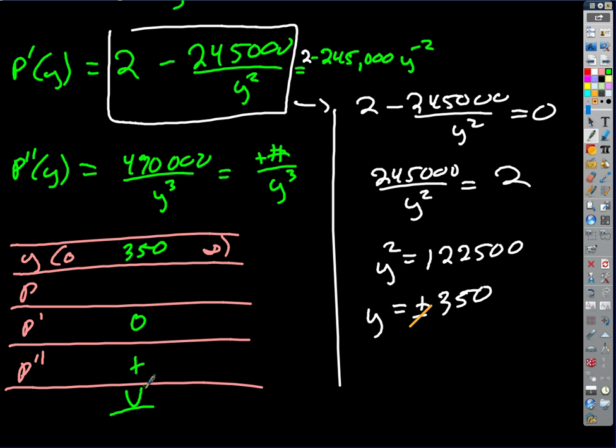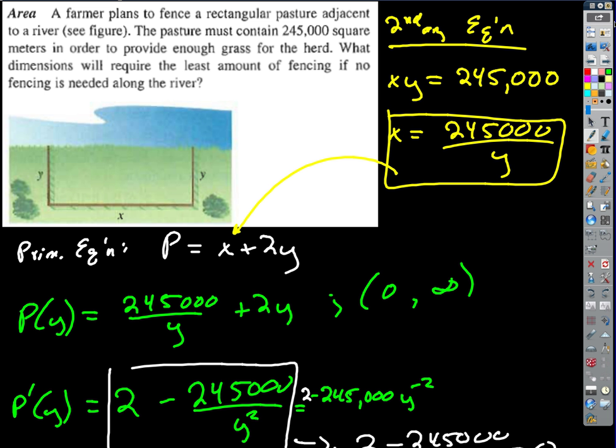So we found it. We found the value of y that's going to give us our minimum. The original question wants to know what dimensions. So y is going to be 350. To find x, we'll just plug it in there, right? So x equals 245,000 divided by 350, which is, it's going to be something that starts with 5, isn't it?